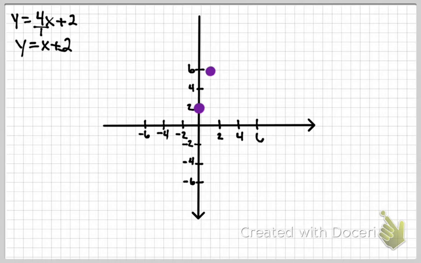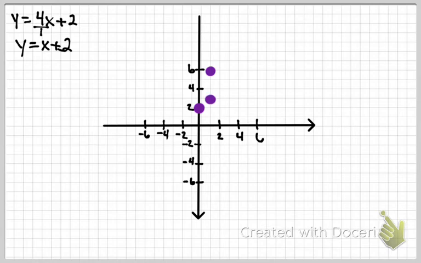Now let's go to the second equation. We plotted our 2 points for our first equation. Now let's go to the second one. Where does my first point go for the second one? 2, on a value of 2 again. So same point. I don't need to draw another one on top of it. Then from that point, where do I go? Up 1 over 1. So I plot my other point.